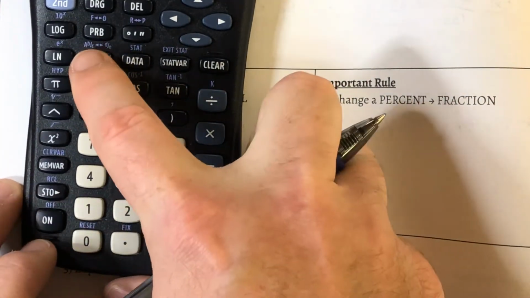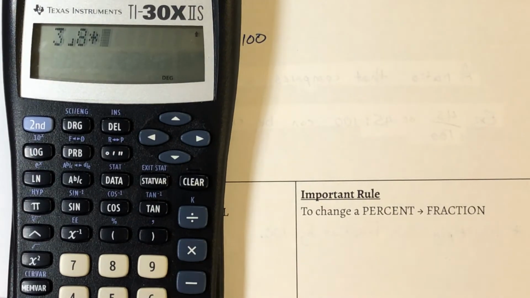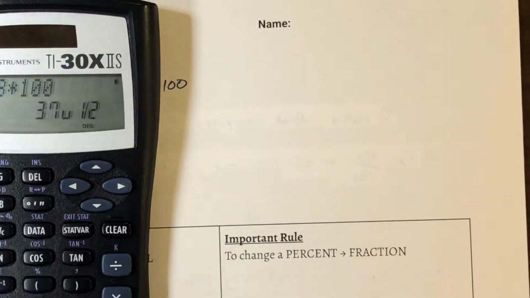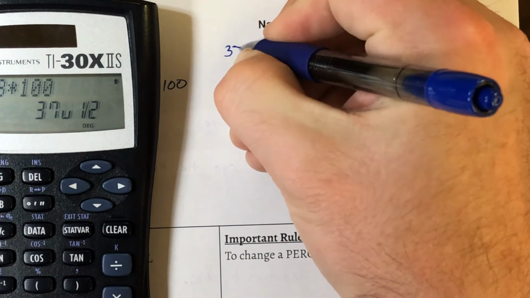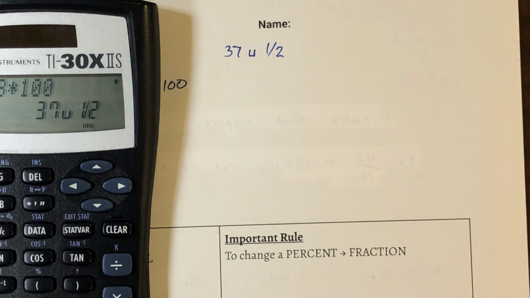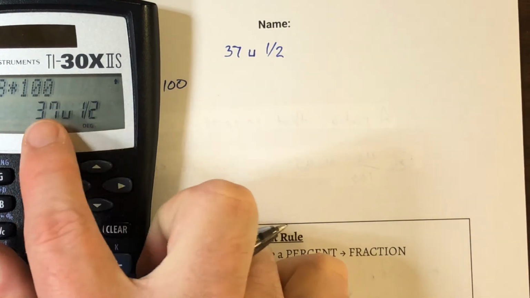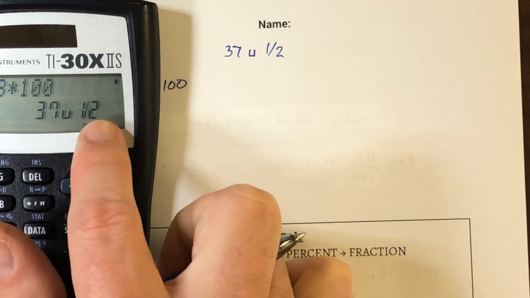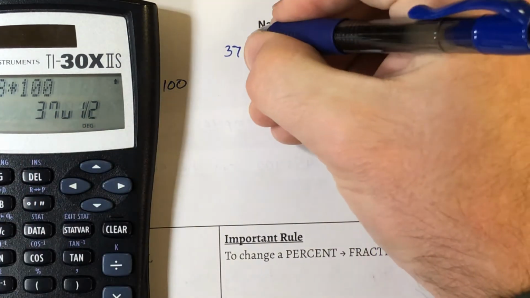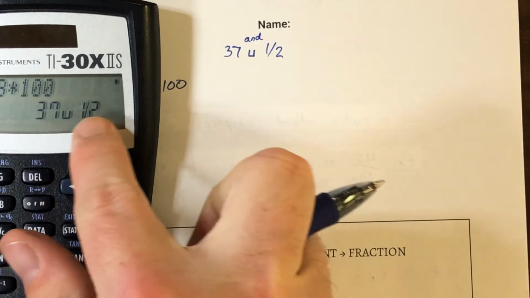3/8. So 3, ABC, 8. Multiply by 100 equals, now it says this weird stuff, 37 u 1/2. Well, the calculator doesn't know how to separate 37 1/2. Otherwise, it's going to look like 371 over 2. So that little u means and, by the way. So what does this mean? It means 37.5%.